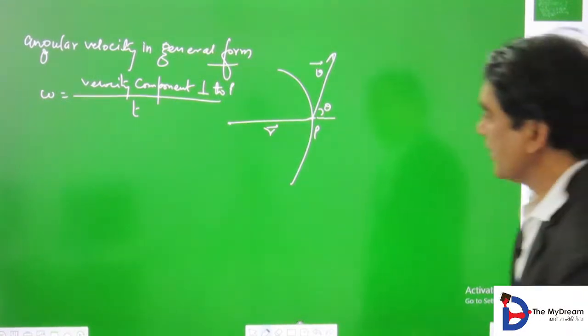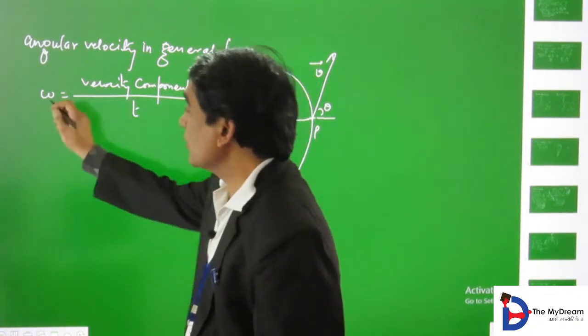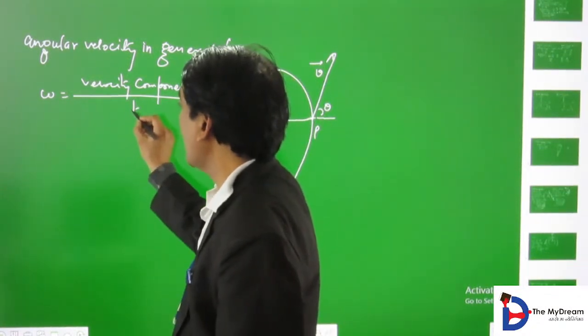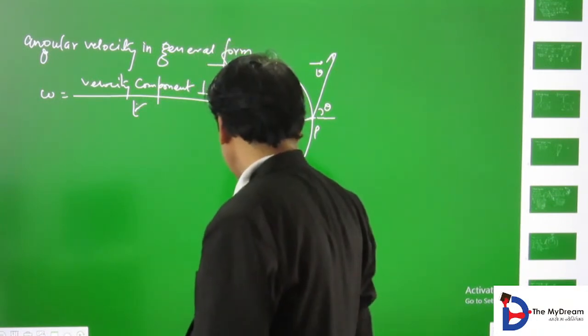किसके रेस्पेक्ट में लिख रहे हैं? T के रेस्पेक्ट में. V is equals to R ओमेगा होता है, तो with respect to R ऐसे मिटा देते हैं.